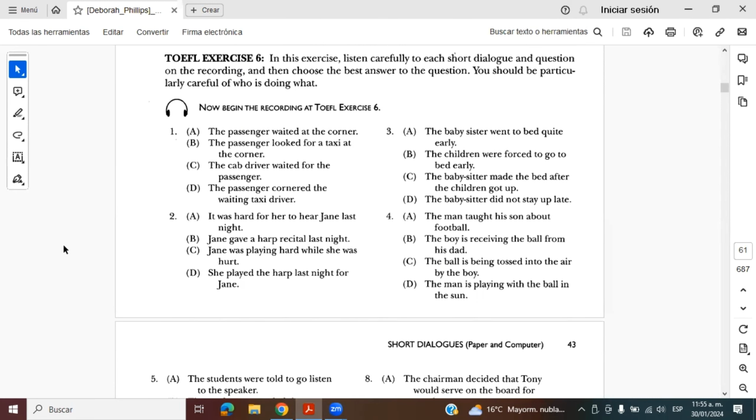TOEFL Exercise 6. In this exercise, listen carefully to the short conversation and question in the recording, and then choose the best answer to the question. You should be particularly careful of who is doing what. Number 1. The passenger arrived in a taxi. Yes, and then she had the taxi driver wait at the corner. What does the woman mean?